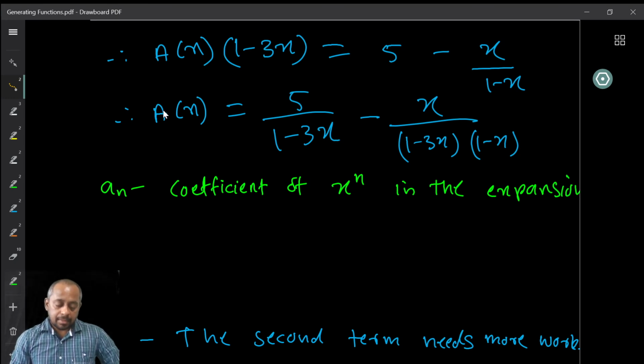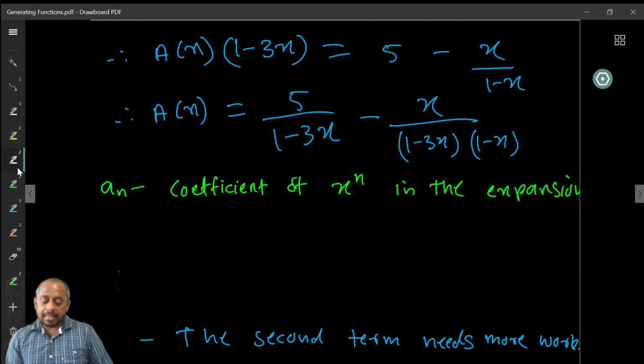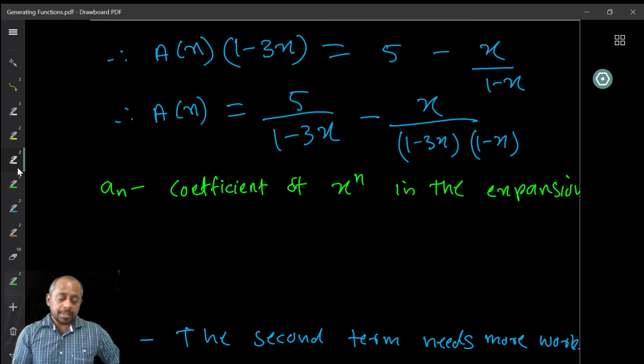Something like this, okay? So what we want is to find out a_n. We know that a_n is the coefficient of x raised to n in the expansion on the right side, right? So if you want to find out a_n, it's basically the coefficient of x raised to n in the expansion on the right side. Now, how do you expand the right side?